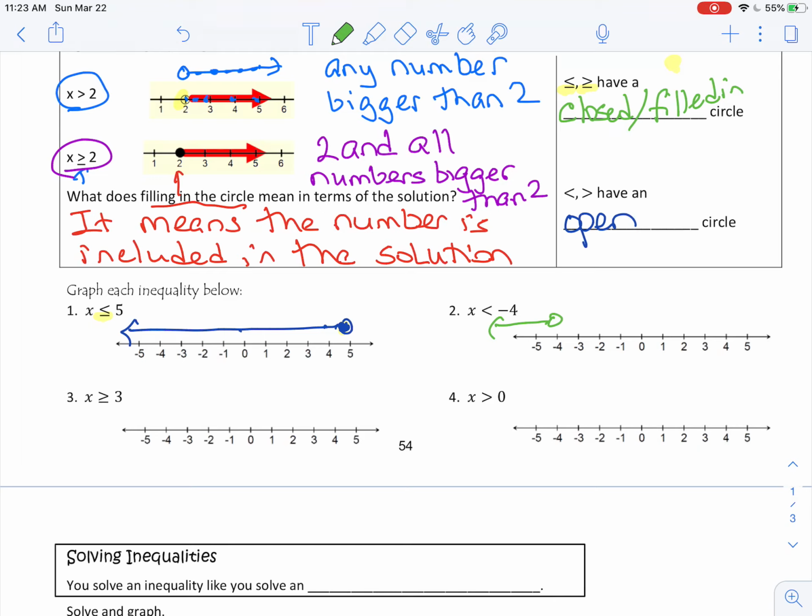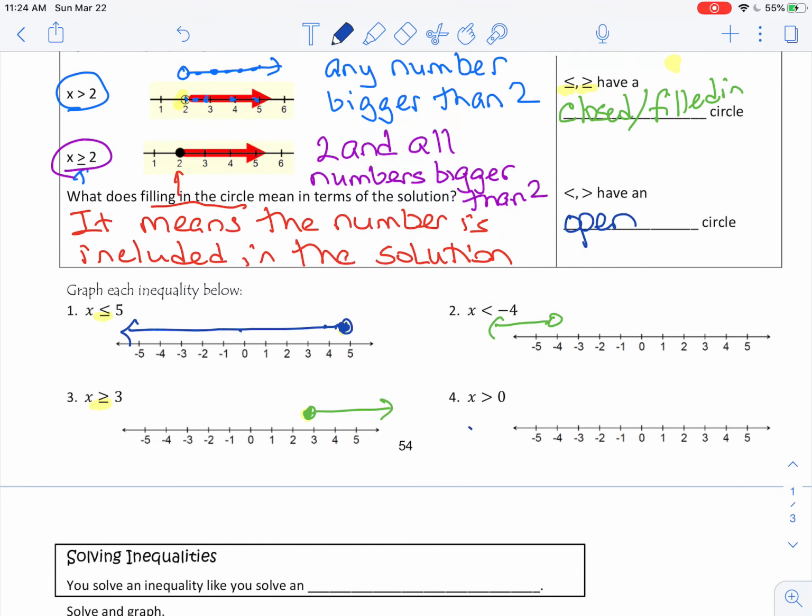Move on to number 3. Again, you can go ahead of me. Stop the video and go ahead of me. It says x, that's our graph, all the numbers that are greater than or equal to 3. So we go to 3 and we decide, does 3 stay open or does 3 get filled in? Well, that equal sign is there, so that dot gets filled in. And then we want all the numbers that are bigger than 3. What numbers are bigger than 3? 4, 5, 6, 7, 8, 9, like that.